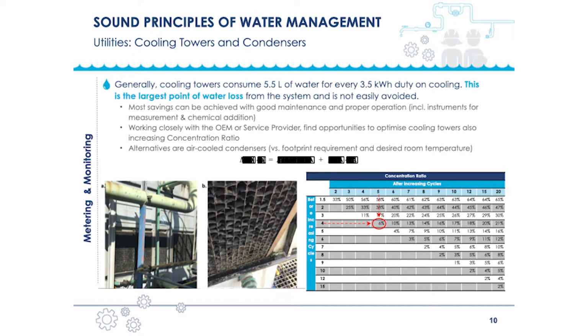Now, it could just be an issue of the biochemicals that are being used. It could also be an issue of the maintenance of the cooling tower. But in this case, you could also have a situation where the concentration ratio is actually very small. In that case, you have an opportunity to increase your cycles of concentration, and then you are able to save water.